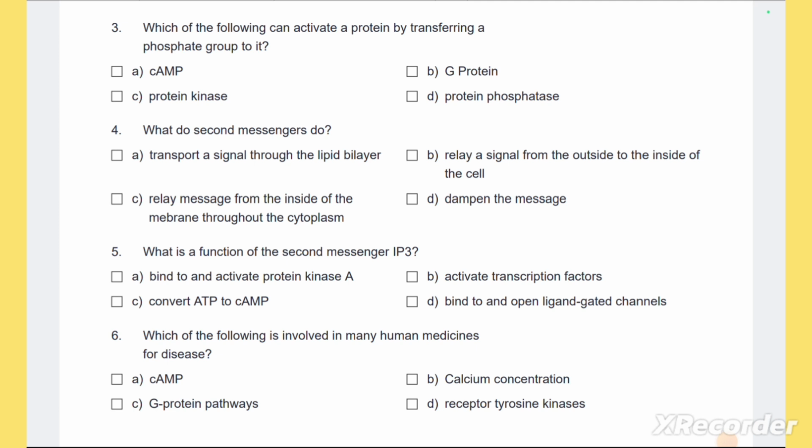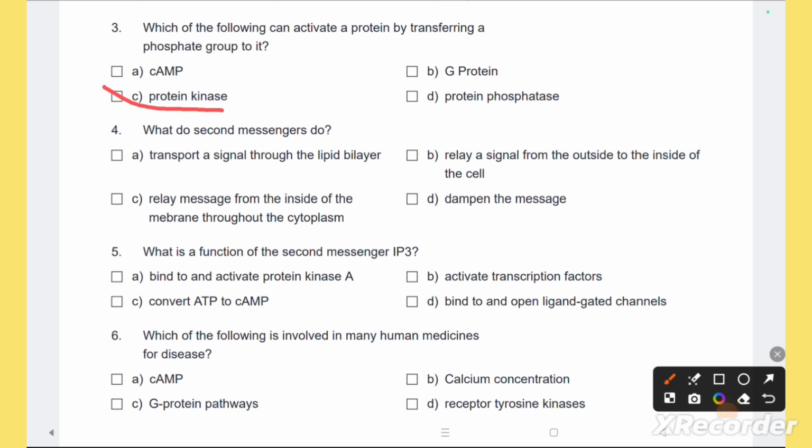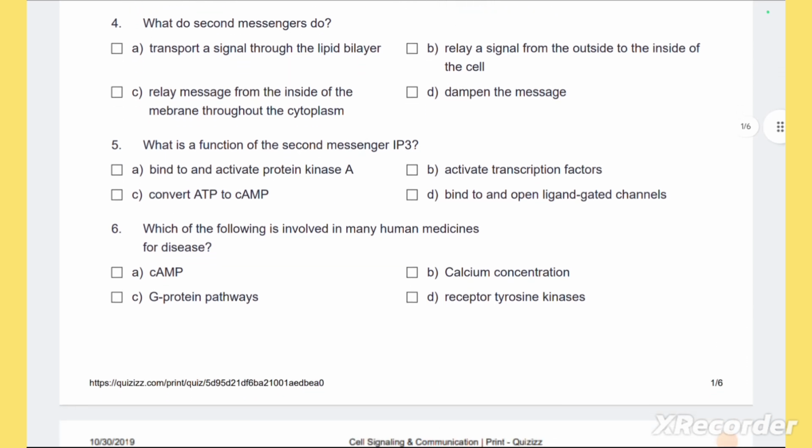Which of the following can activate a protein by transferring a phosphate group to it? Options are A, cAMP, meaning cyclic adenosine monophosphate; B, G protein; option C, protein kinase; and option D, protein phosphatase. So the answer of this question is protein kinase. Yes, it's a protein kinase. Chalo, question number 4.